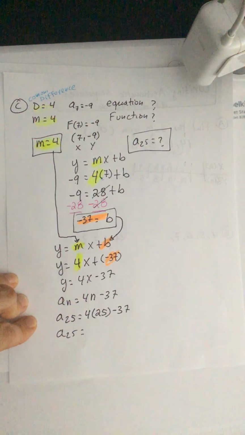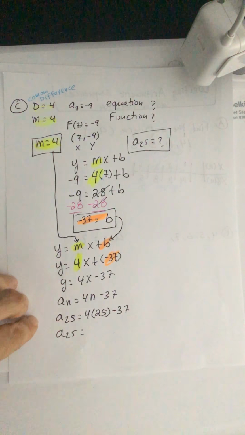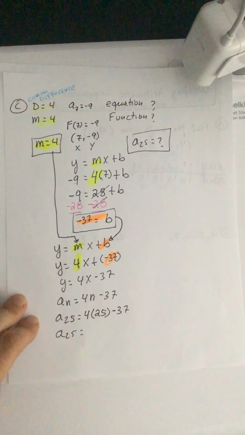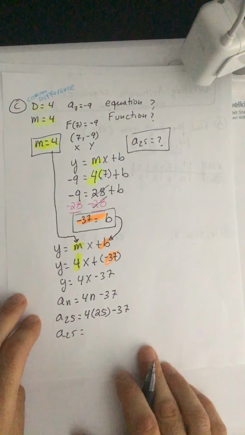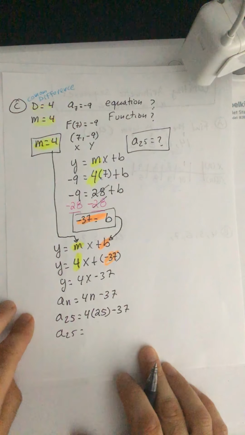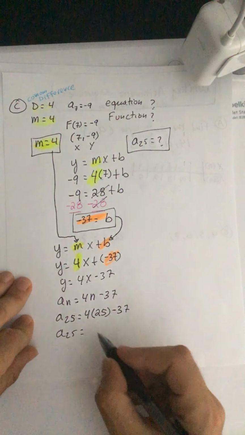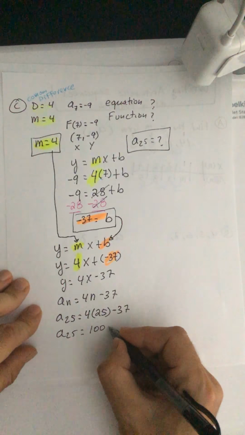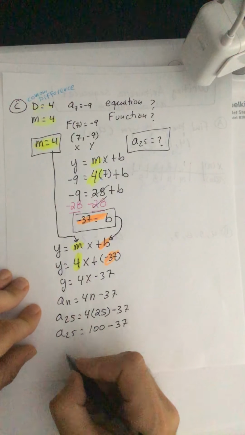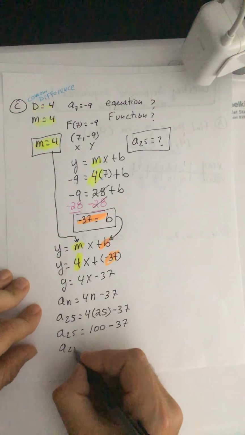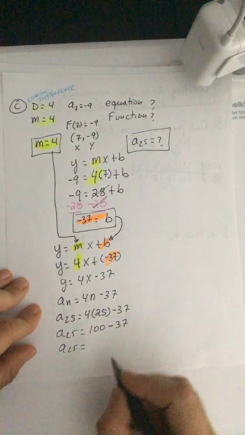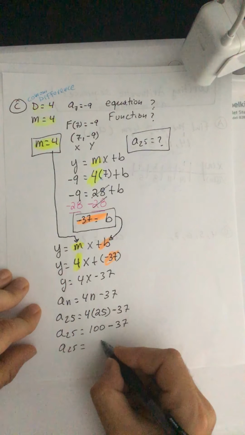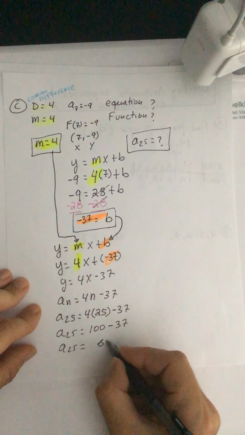And if I do that, well, what am I getting? I don't know. Let's do the calculations here. 4 times 25 is 100 minus 37. a of 25 is 100 minus 37. Basically 63.